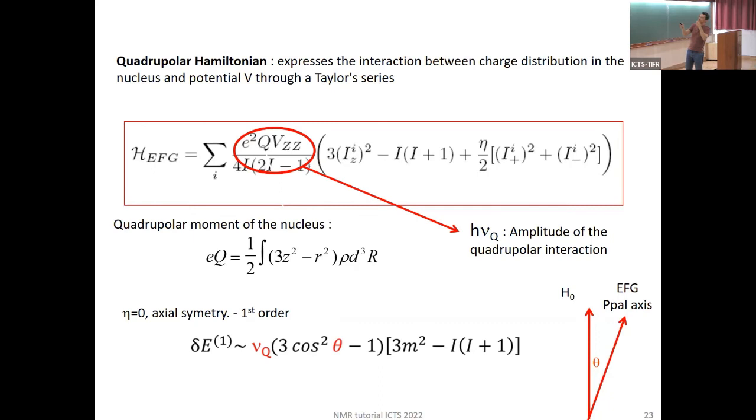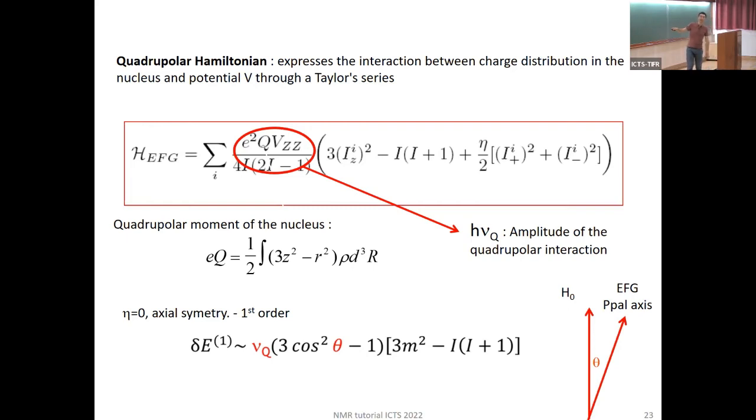I will not go too much into the detail, but basically, the distribution of charge of your nucleus, that's nuclear physics, that's fixed for a given nucleus. This you find also in the NMR tables. It's quantified by this quantity Q, the so-called quadrupolar moment of your nucleus. It tells you how much the nucleus is non-spherical. And it's coupled to the VZZ, the second derivative of the potential along some axis. That's the maximal eigenvalue of the EFG tensor. This quantity we usually call nu Q, and that quantifies the magnitude of the quadrupolar interaction.